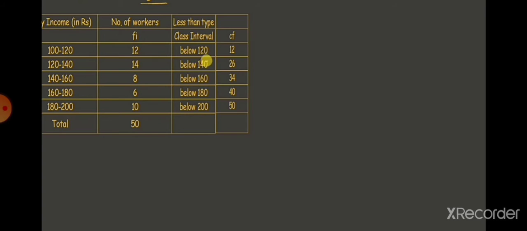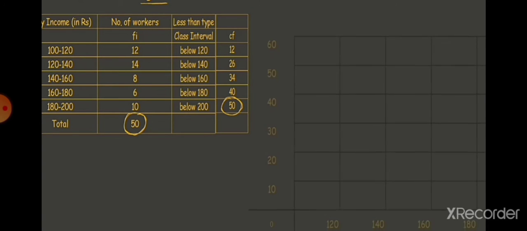Now you have to do the cumulative frequency. For 120, the cumulative frequency is 12. For below 140, you add 12 plus 14, which is 26. In the same way, 26 plus 8 is 34, 34 plus 6 is 40, 40 plus 10 is 50. Then you get 50, and the total frequency and the last cumulative frequency both are equal.